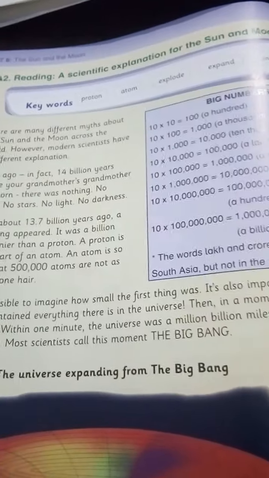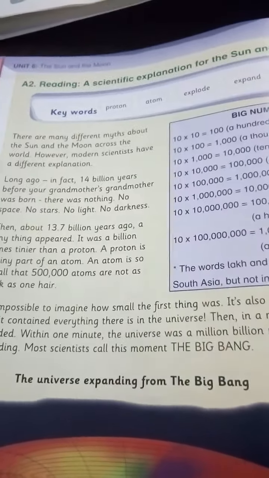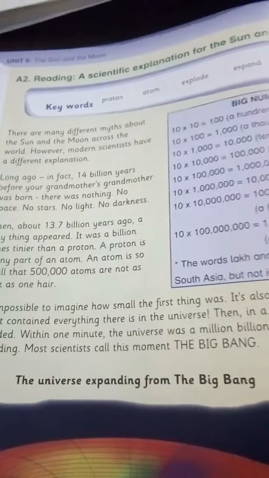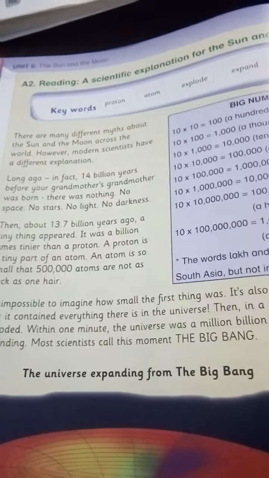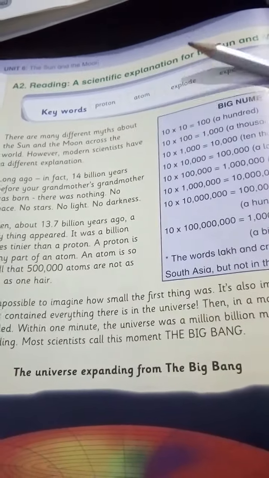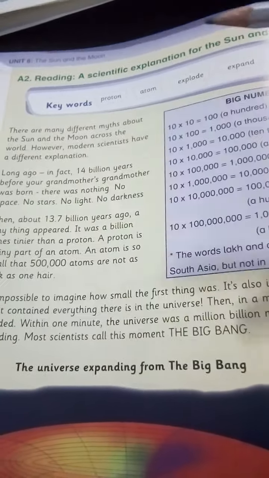And as you know, our unit 6 is going on, the sun and the moon. First we read a myth, that is a traditional story. Okay. Now we will read about the sun and moon. What is the scientific explanation? What explanation do scientists give us about the sun and the moon?